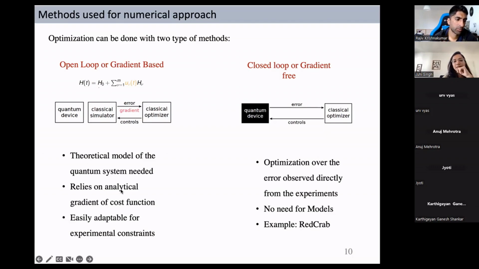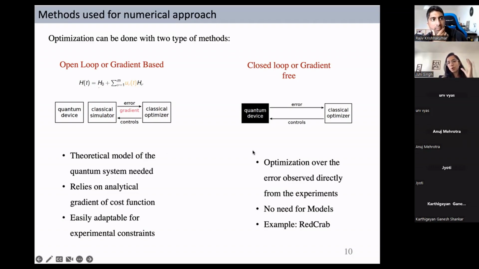It also relies on the gradient, because for this classical optimizer to work, and I will explain the algorithm in later slides, you need the gradient of your error. If you don't know the gradient and don't somehow calculate it, then it's not possible. It's really based on the gradient. But the good thing about open loop is it's easily adaptable to any experimental constraints. For example, if you have 5 different devices in your experiment, you can model each of the devices, or combine all of them in your model, and that will be really adaptable.